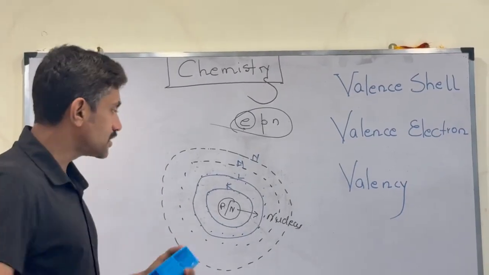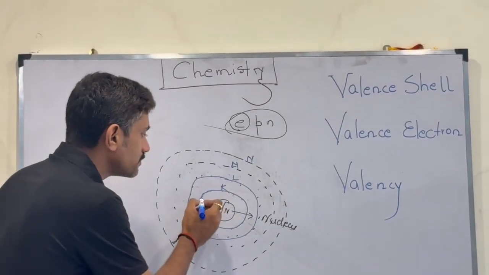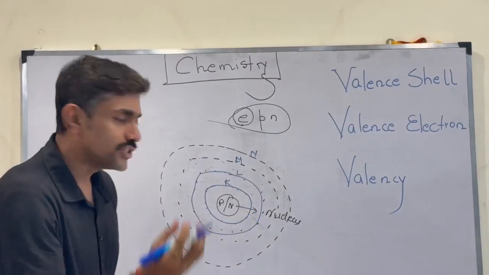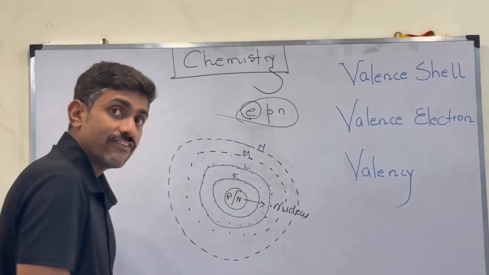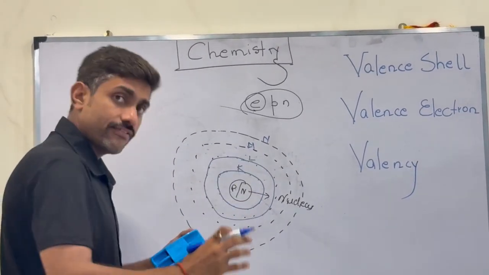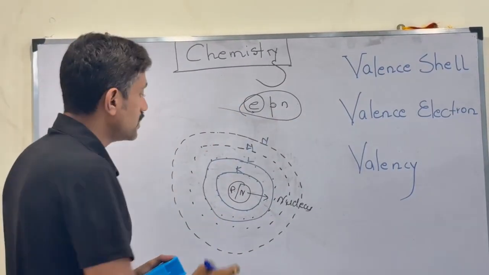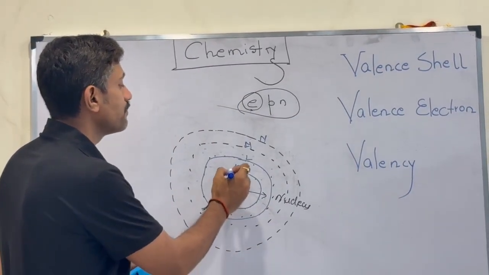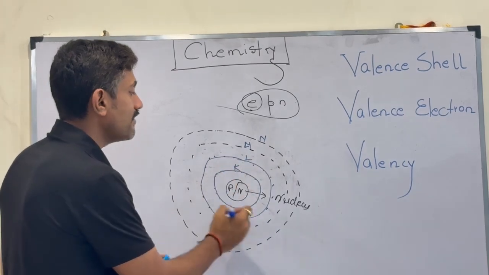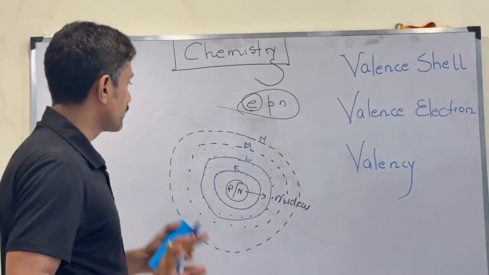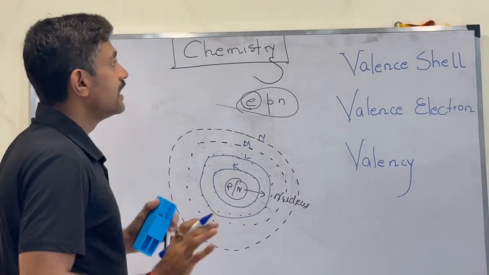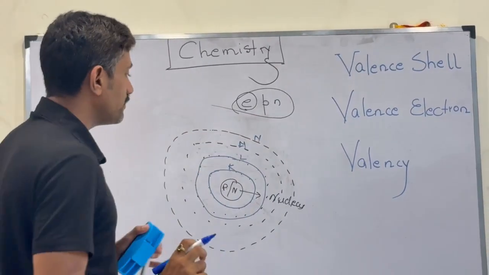For the time being, you understand in this way that the innermost shell has low energy. After that, L will have more energy, M will have more energy, and N will have even more energy. You got the point? So the energy level will keep increasing from shell to shell. So the K will have less energy. Perfect. Now, what is valence shell?